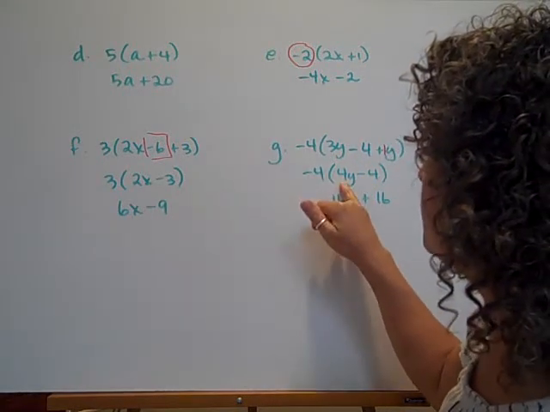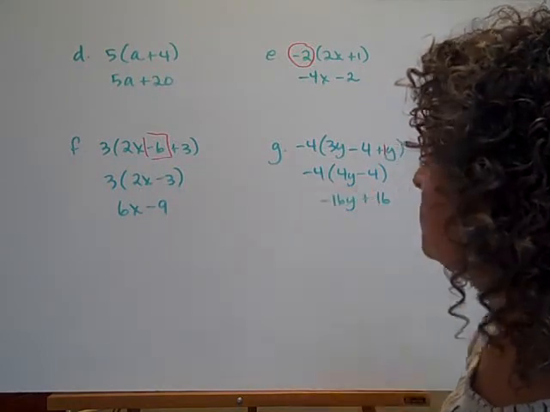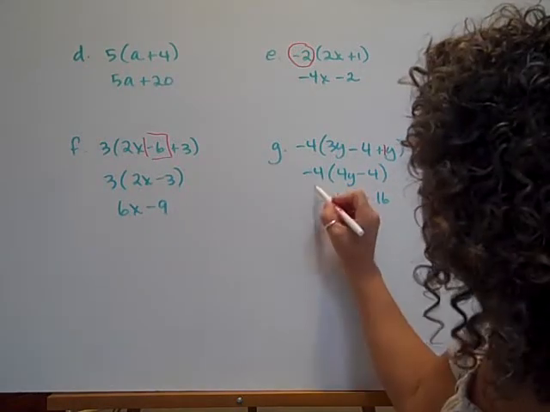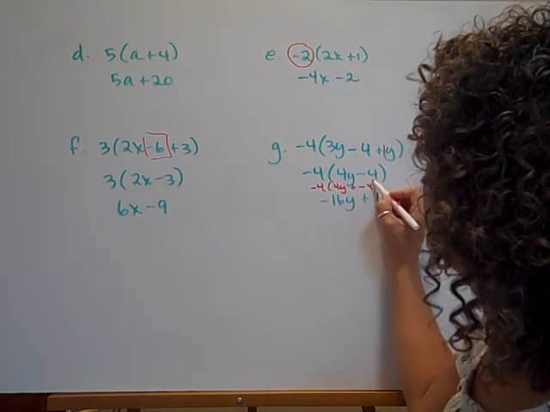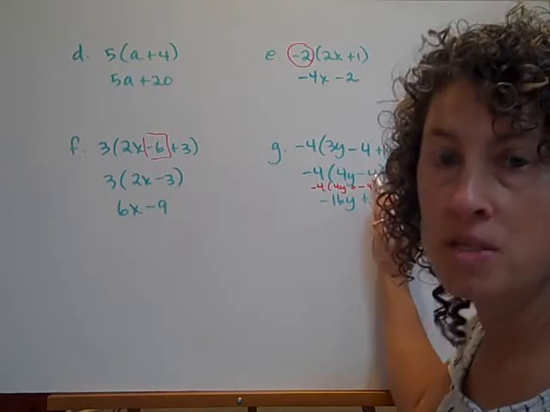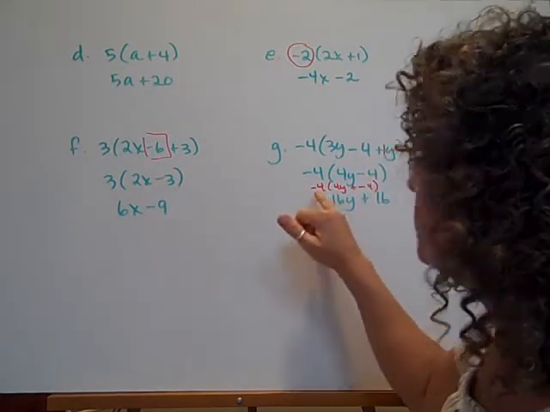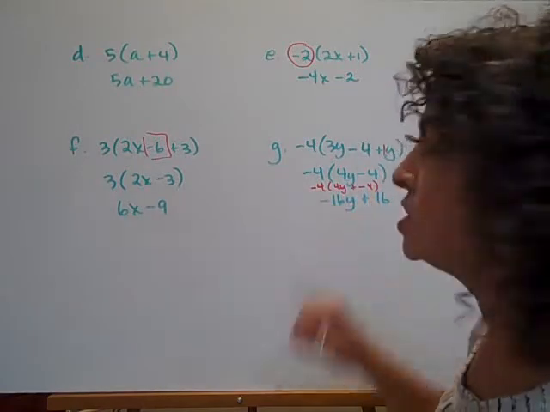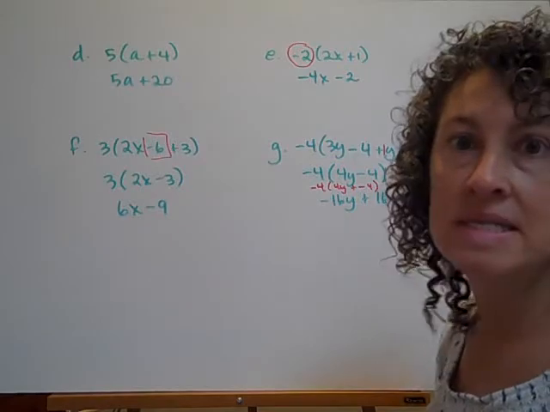So negative 4 times 4y is negative 16y. And a negative times this negative 4. Now again, if there's a lot of negatives going on here, you're more than welcome to change this to 4y plus a negative 4. So minus 4 minus positive 4 is the same thing as plus a negative 4. And then that would give you a negative times a negative, which still comes out with that positive. So I end up with negative 16y plus 16.